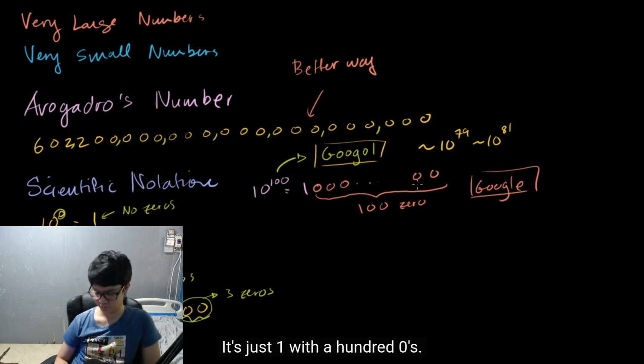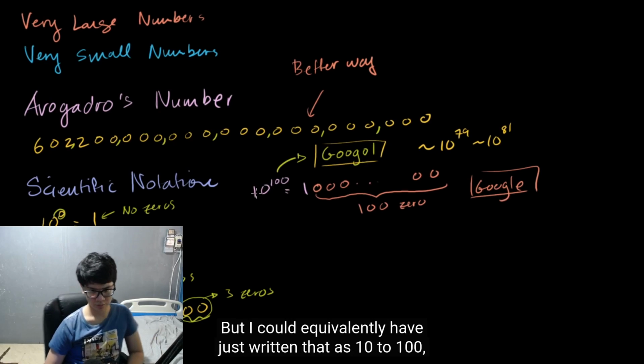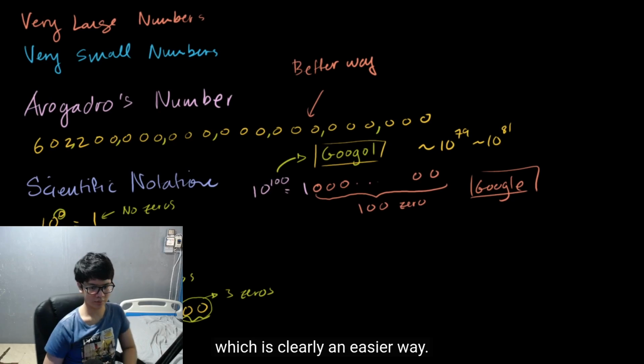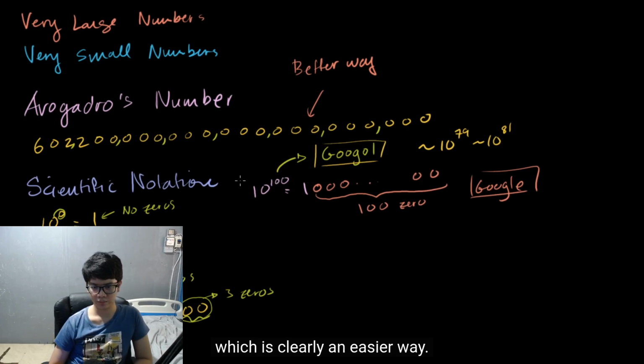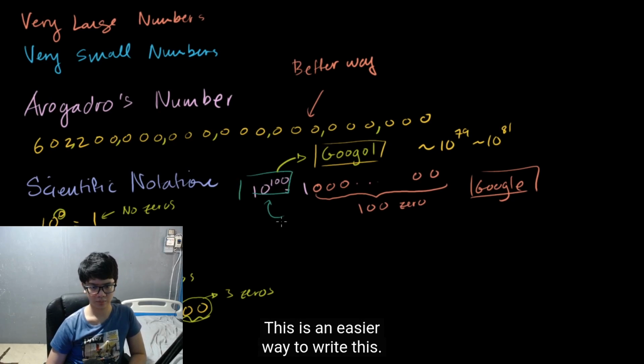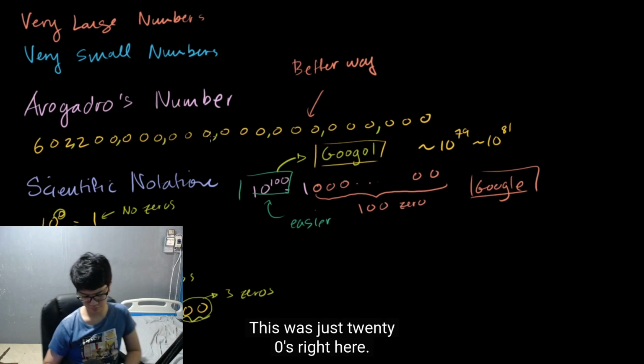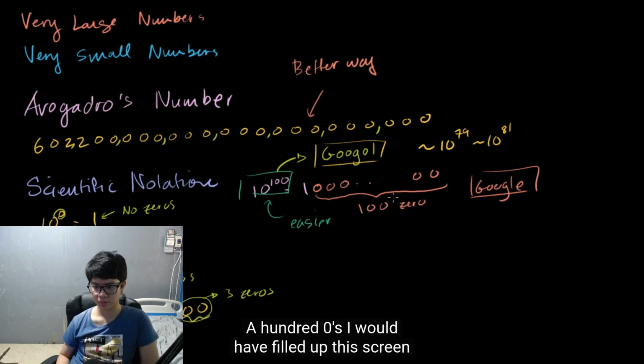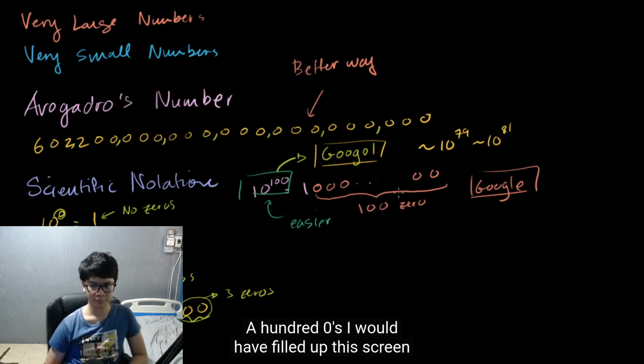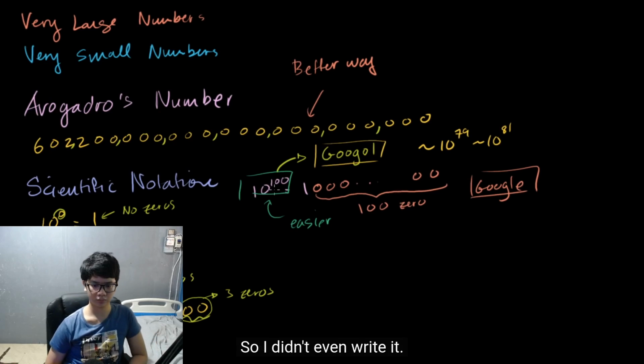It's just 1 with 100 zeros. But I could equivalently have just written that as 10 to the 100, which is clearly an easier way to write this. In fact, this is so hard to write that I didn't even take the trouble to write it. It would have taken me forever. 100 zeros I would have filled up the screen, and you would have found it boring. So I didn't even write it. So clearly, this is easier to write.